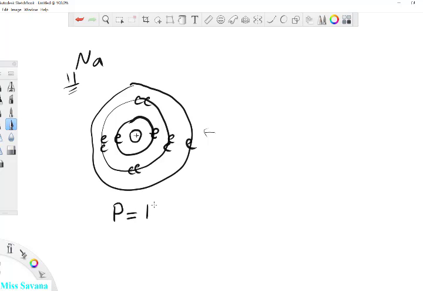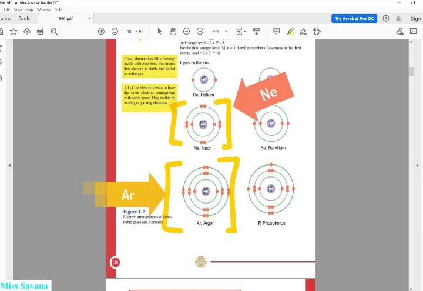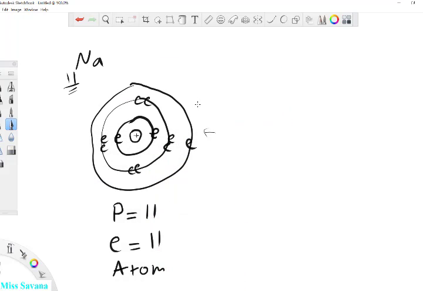Now the protons are 11. We never play with the protons. And the electrons here are also 11. Why? Because this is an atom. It doesn't have any charge. The protons are equal to the electrons. Now, in order for sodium to become stable, as I told you guys, it goes either like neon or like argon. Now, we decided it's going to lose, so it's going to turn out like this.